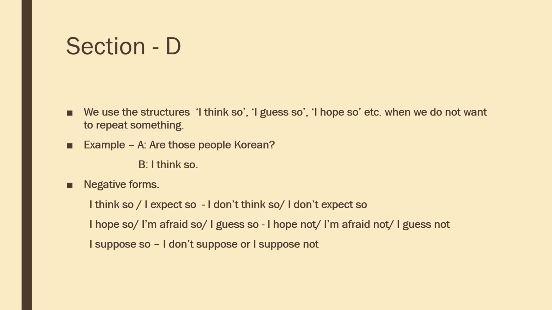The negative forms of I think so and I expect so are I don't think so and I don't expect so. The negative forms of I hope so, I'm afraid so, and I guess so are I hope not, I'm afraid not, and I guess not. The negative form of I suppose so can be either I don't suppose so or I suppose not.